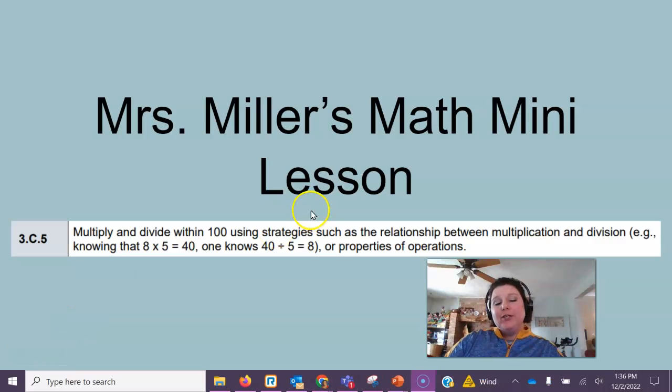Hello, third graders. Today, instead of a regular math lesson, I'm going to give a Mrs. Miller's math mini lesson. And it's going to be over the Indiana Math Standard 3C5, which basically means multiply and divide within 100 using strategies such as the relationships between multiplication and division.